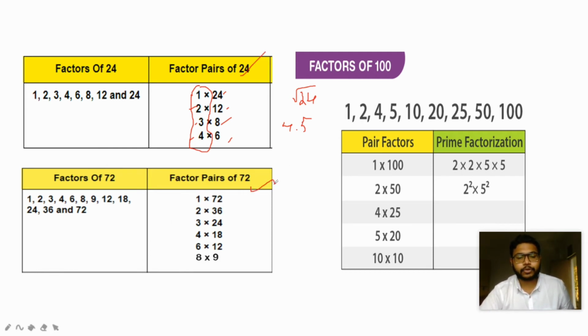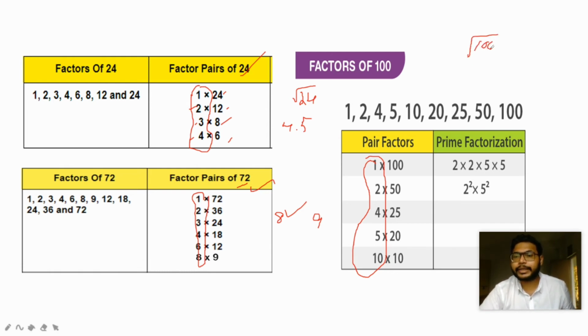Similarly, if we see 72, root 72 is between 8 and 9, and we find divisors which are less than that. So we can tell that 72 is not a prime number. Similarly, we can see 100. There are some divisors which are at or below the root of 100, that is 10.